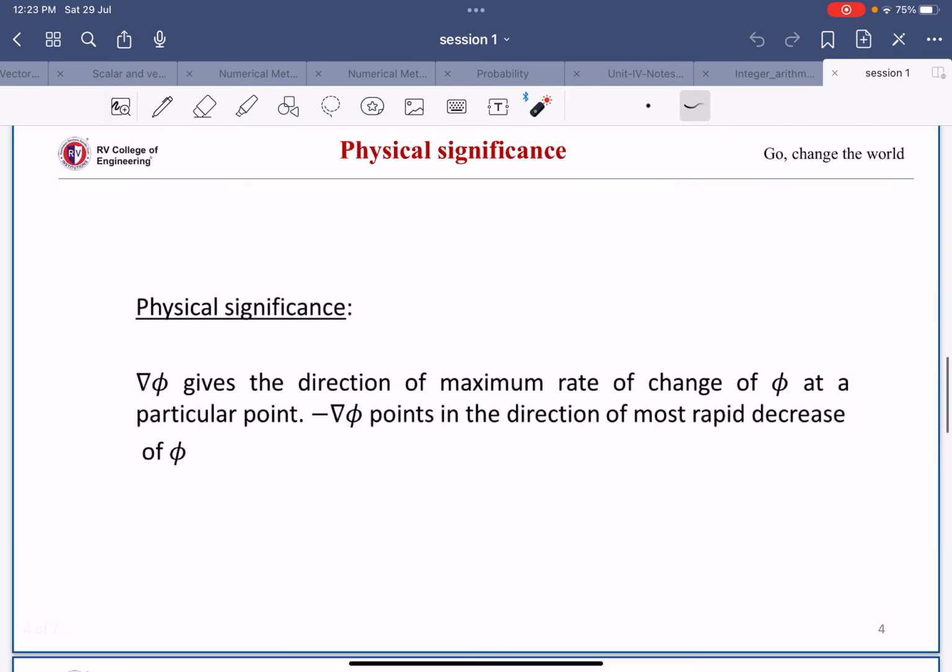What is the physical significance of the gradient? Gradient of phi gives us the direction of maximum rate of change of phi at a particular point, whereas minus grad phi points in the direction of most rapid decrease of phi.